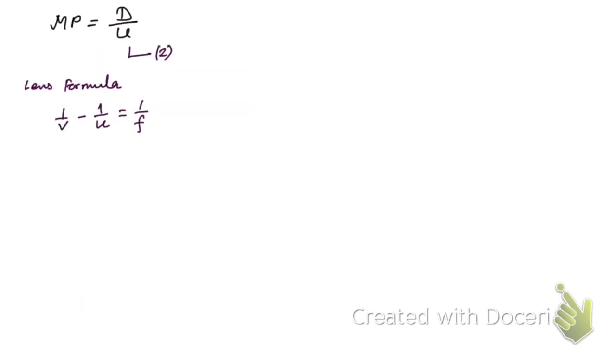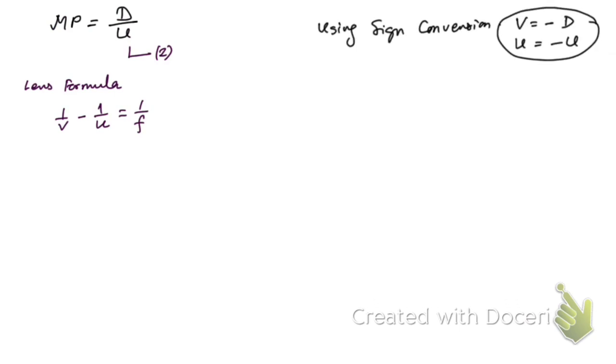let me use this sign convention again, then here we're gonna have 1/v, instead of v we're gonna put minus d, and 1/u, instead of u we're gonna put minus u. Then this minus is gonna be plus, right? Hope you have understood. Minus, that's gonna be plus. So 1/u is equal to 1/f plus 1/d. That's what we're gonna have.